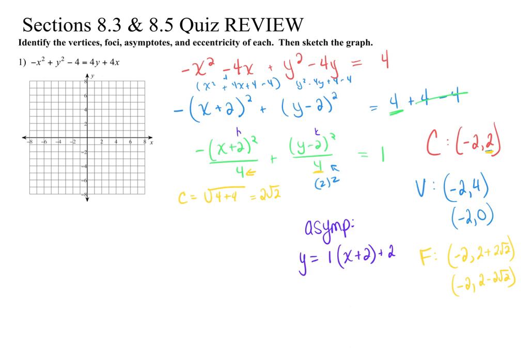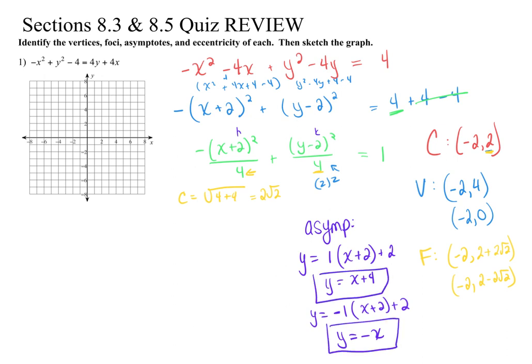I want to put it in slope-intercept form, which means distribute. It's a 1, it doesn't matter. And simplify. This one's going to be Y equals X plus 4. Then I'm going to do the negative piece of it. Y equals the negative 1. It's going to be the same number, just negative. Same exact stuff in here. Distribute negative X plus minus 2 plus 2. So this is going to be Y equals negative X. So these two represent my asymptotes there.